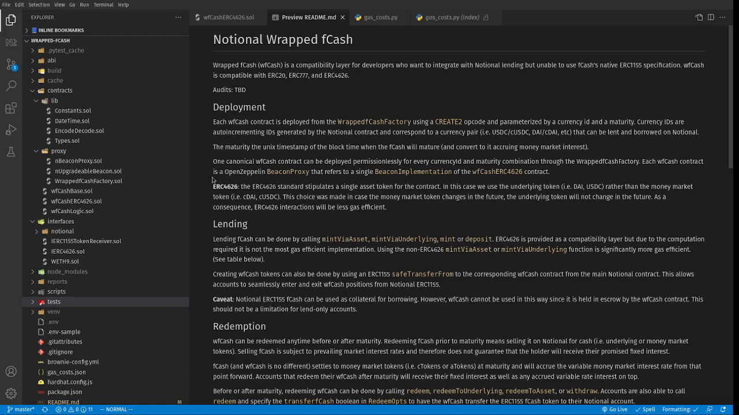These are using OpenZeppelin beacon proxies underneath. What that means is there's a singular wrapped fCash ERC4626 contract that's the implementation, and that can be upgraded by the owner to add functionality or make changes in the future. And then each wrapped fCash instance is going to be a beacon proxy that points to that implementation. So each beacon proxy has its own storage, but its implementation is at this beacon implementation here.